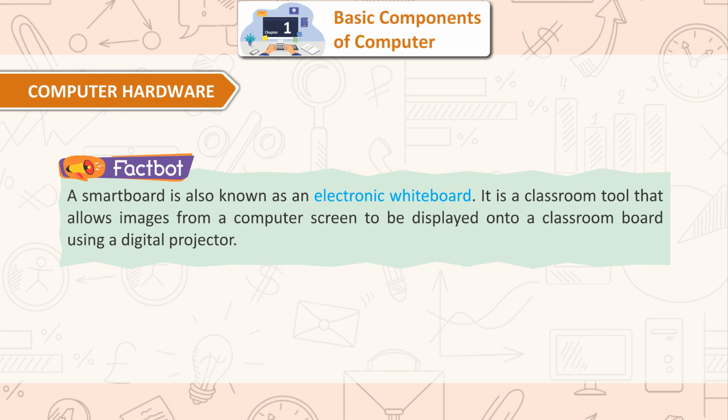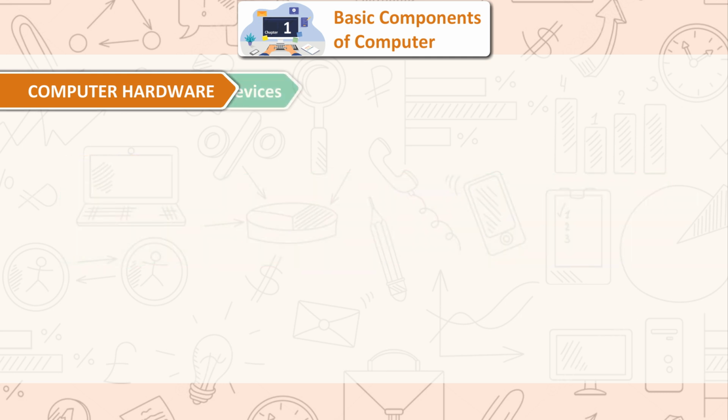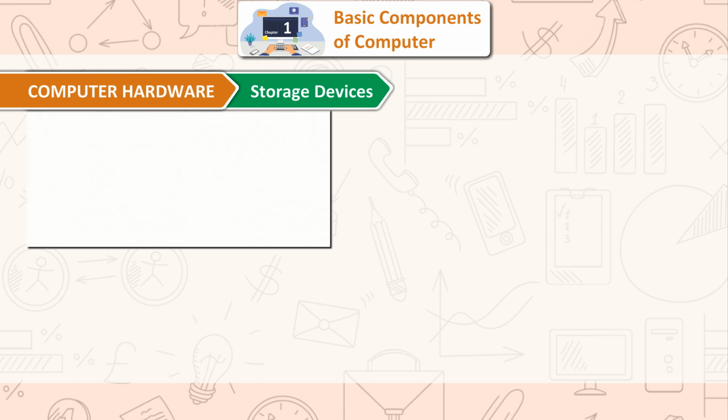FactBot. A smartboard is also known as electronic whiteboard. It is a classroom tool that allows images from a computer screen to be displayed onto a classroom board using a digital projector.